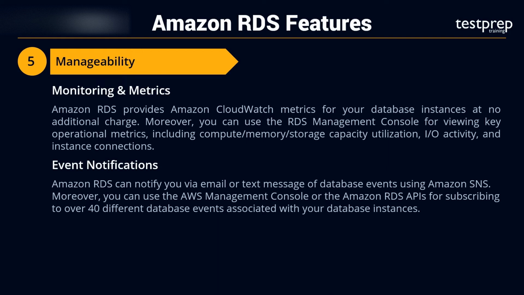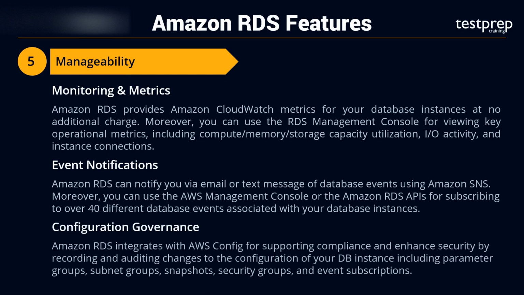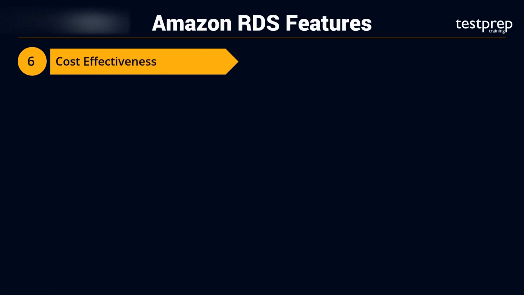Moreover, you can use the AWS Management Console or the Amazon RDS APIs for subscribing to over 40 different database events associated with your database instances. Amazon RDS integrates with AWS Config for supporting compliance and enhanced security by recording and auditing changes to the configuration of your DB instance, including parameter groups, subnet groups, snapshots, security groups, and event subscriptions.